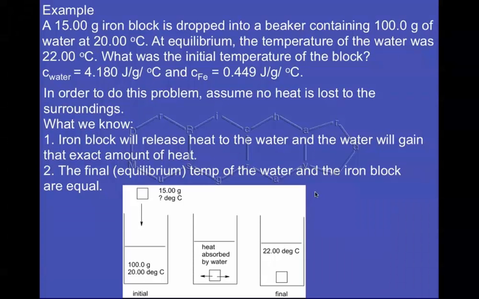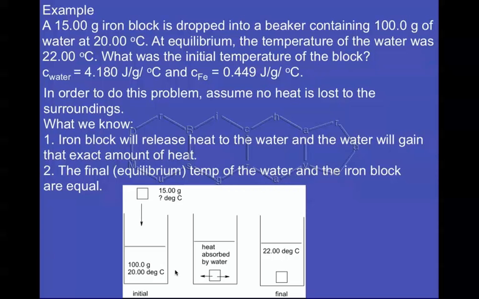Let's look at a more advanced example of a heat capacity type problem. So here's our problem. A 15.00 gram iron block is dropped into a beaker containing 100.0 grams of water at 20.00 degrees Celsius. At equilibrium, the temperature of the water was 22.00 degrees. What was the initial temperature of the block?